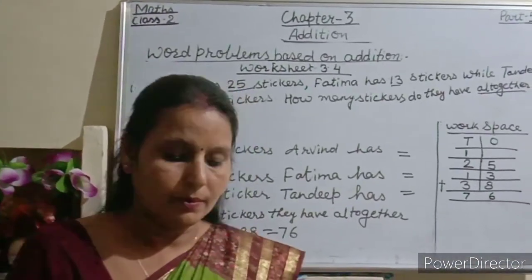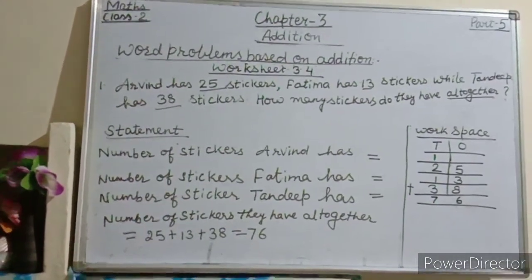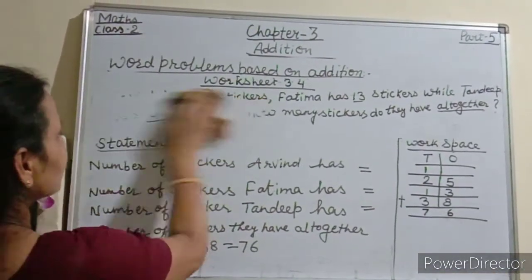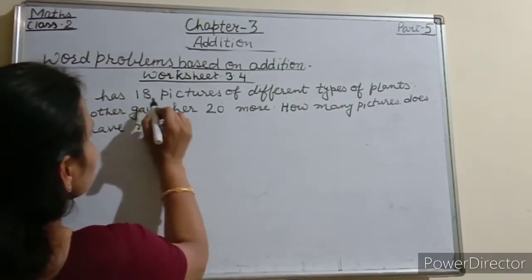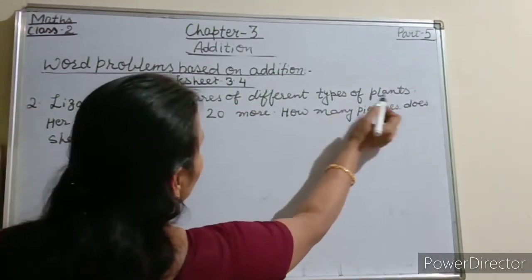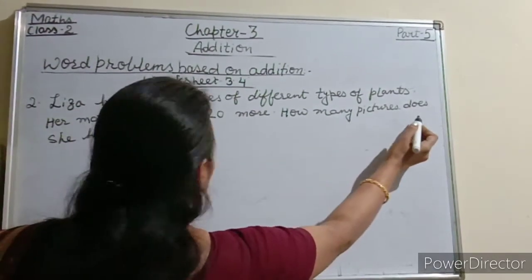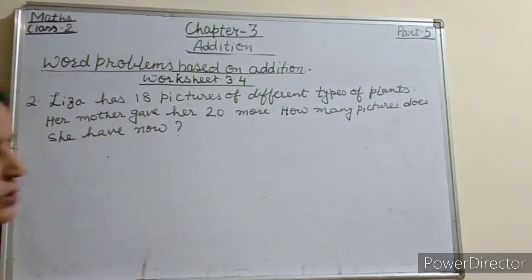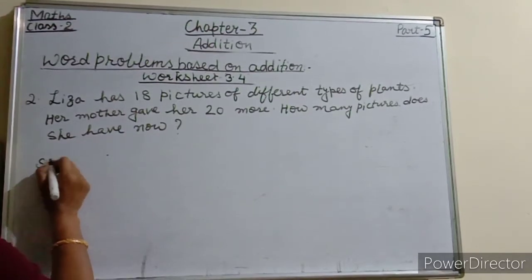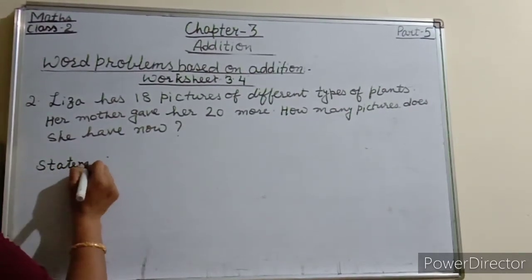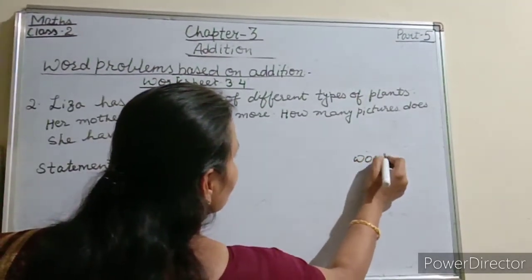Okay students, now one more word problem I am giving you. Start students. Lisa has 18 pictures of different types of plants. Her mother gave her 20 more. How many pictures does she have now? So see students, what you have to do? Yes, statement. So write here statement. And here work space.